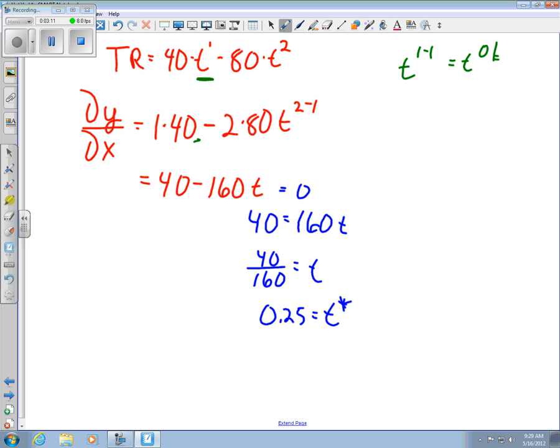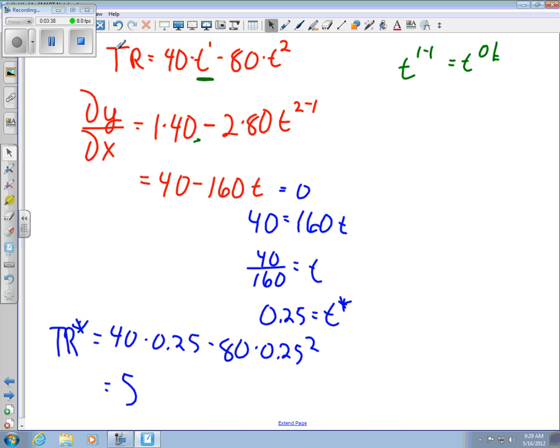What is that maximum tax revenue? Well, that's going to be 40 times 0.25 minus 80 times 0.25 squared, and that's going to equal, oops, TR star, got to make sure we identify what we're doing, and that is going to equal 5. So the maximum tax revenue is equal to $5, and it comes at a tax rate of 25%.